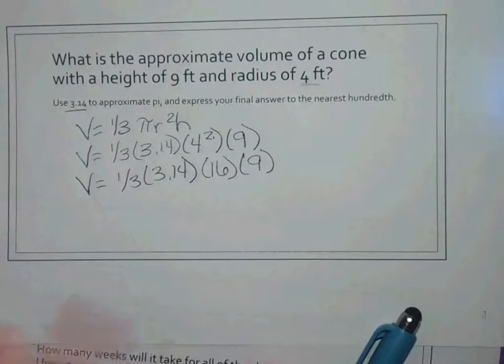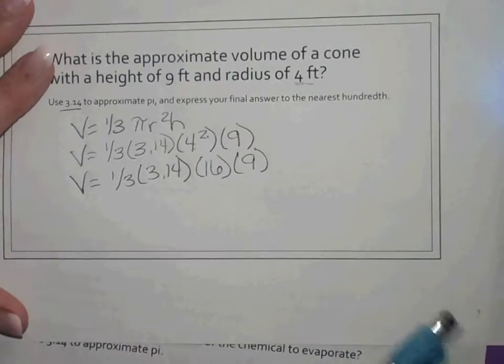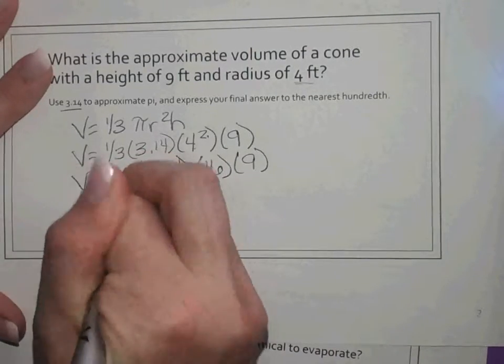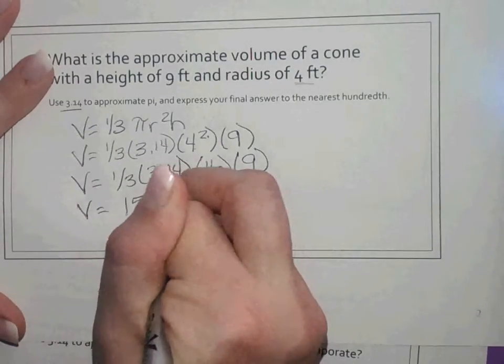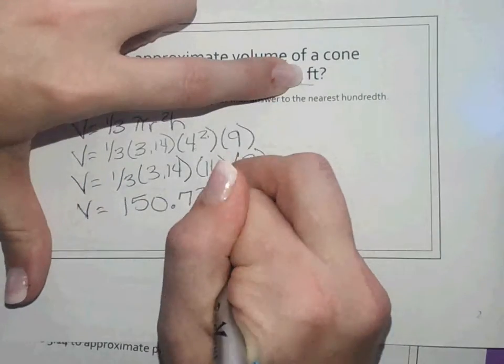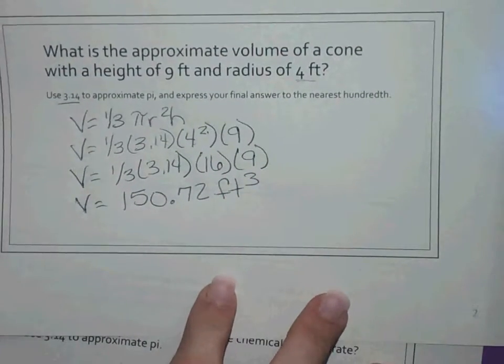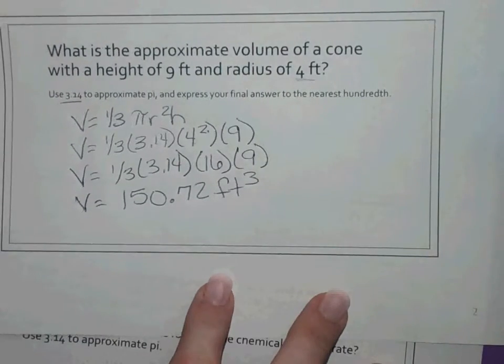And now I've got 1/3 times 3.14 times 16 times 9. And I do end up with 150 and 72 hundredths, and this is feet cubed. So there's our approximate volume of that cone.